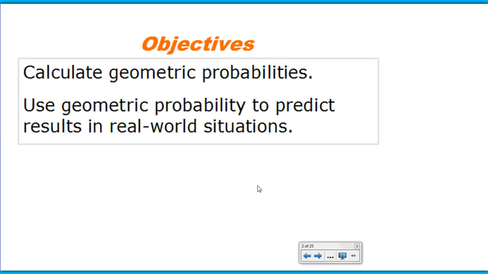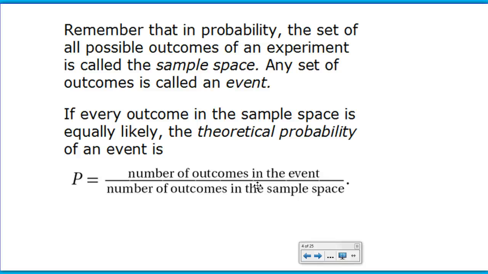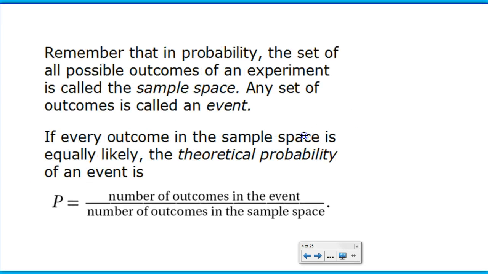So today we will calculate geometric probabilities and use them to predict results in real-world situations. Geometric probability. Remember that in probability, the set of all possible outcomes of an experiment is called the sample space. Any set of outcomes is called an event. If every outcome in the sample space is equally likely, then the theoretical probability of an event is the number of outcomes in the event over the number of outcomes in the sample space.